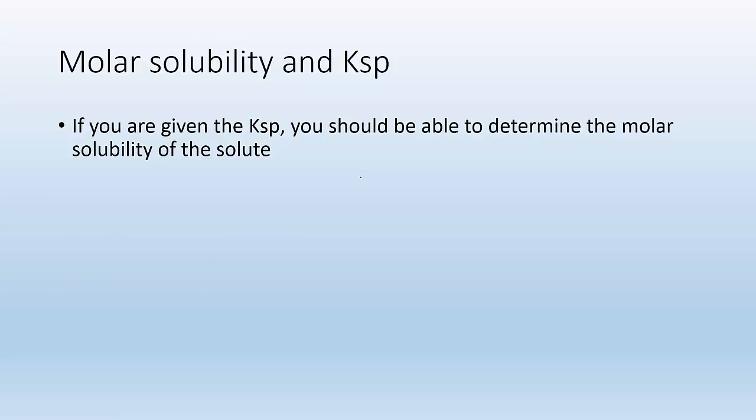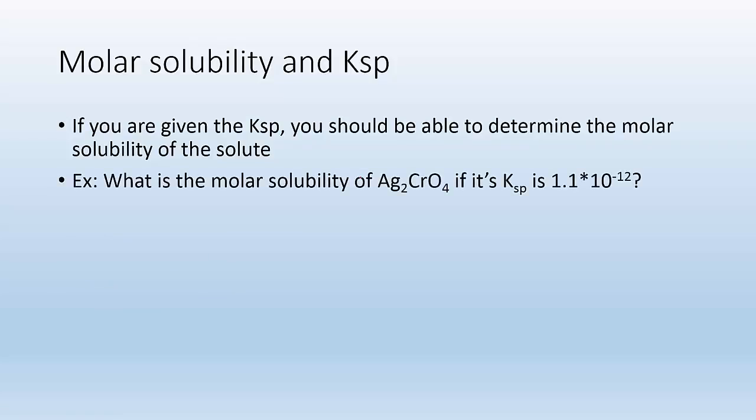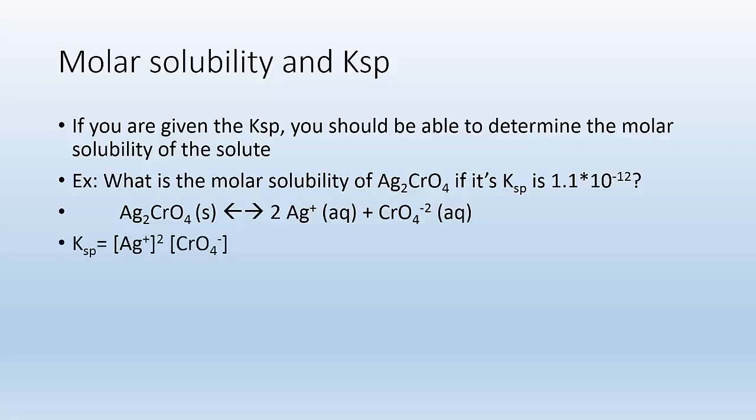So molar solubility and KSP. If you're given the KSP, you should be able to determine the molar solubility of the solute. Example, what is the molar solubility of Ag2CrO4 if its KSP is 1.1 times 10 to the minus 12? Well, I know that this is going to be the equilibrium, right? It's going to break up as follows, which means the KSP is going to be this, [Ag+] squared times [CrO4 2-]. So we know that that's equal to 1.1 times 10 to the minus 12 because they gave it to us in the problem.